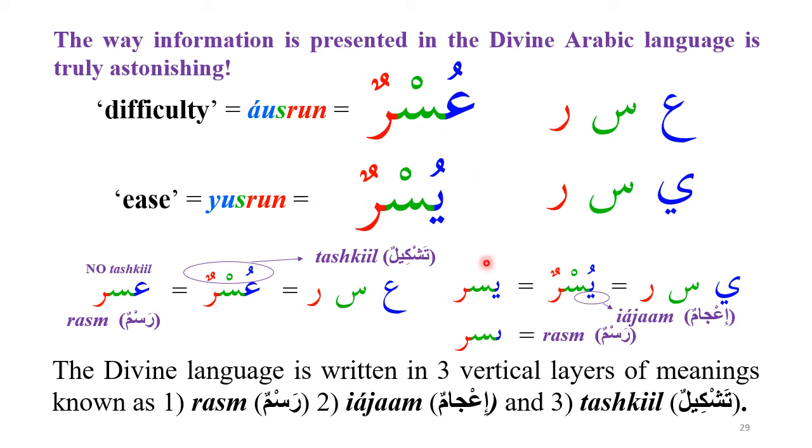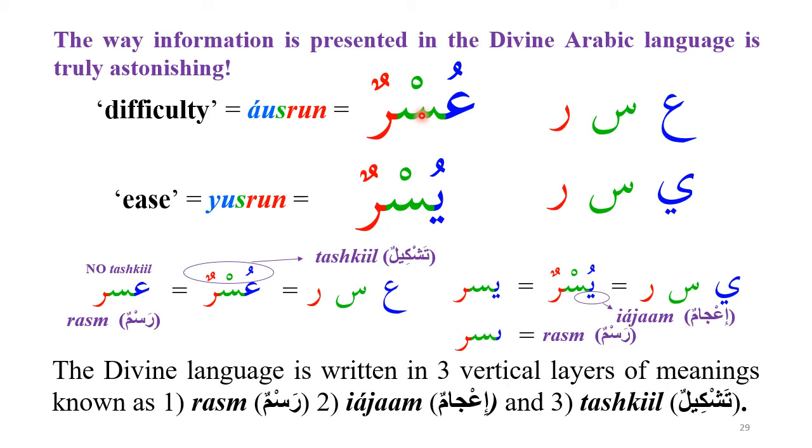language actually has three different layers of meaning inside it. For example, if you look at these two words, usrun and yusrun, usrun means difficulty and yusrun means ease. Ain Sin Ra and Ya Sin Ra. So we already know sara means to go somewhere, right? And ain means high, to go high up is difficult, higher in level. And sin in the middle, or the second root letter, has the meaning of the level.